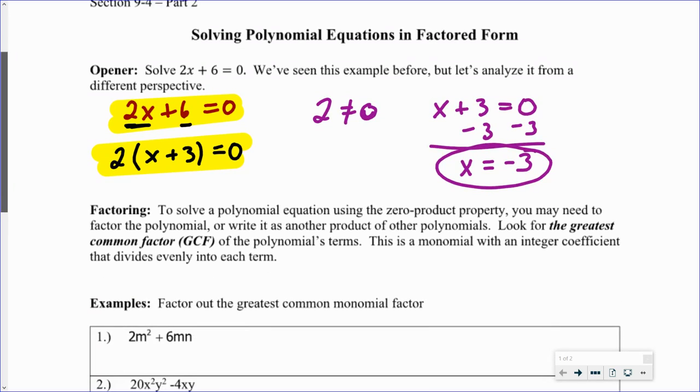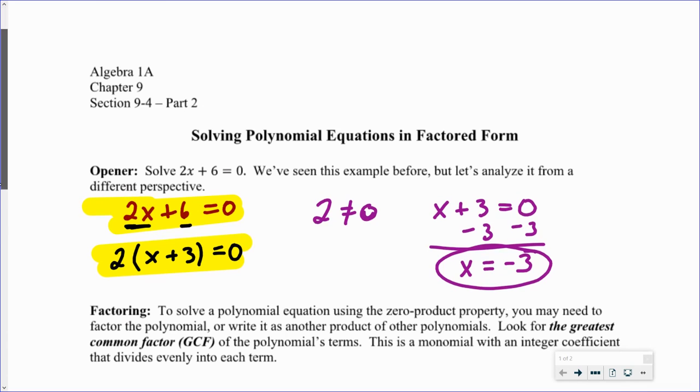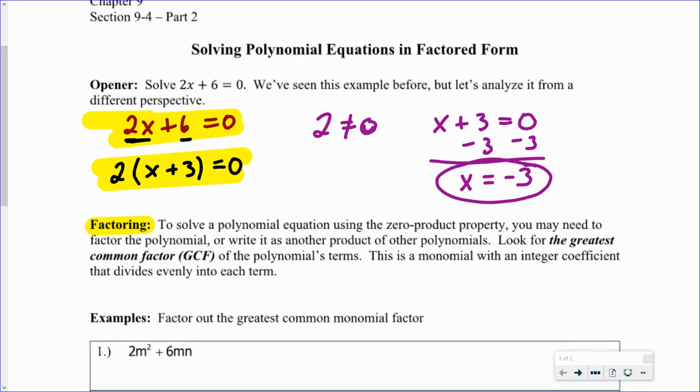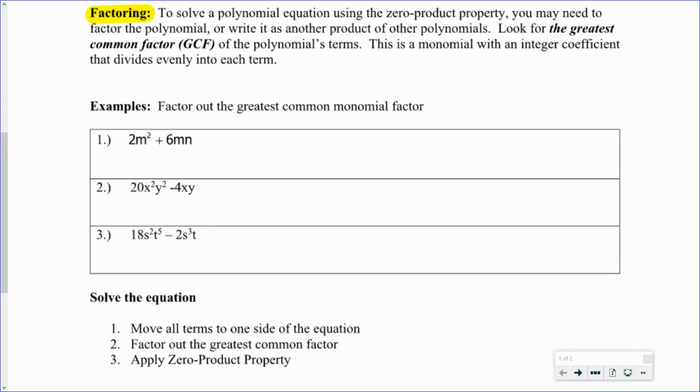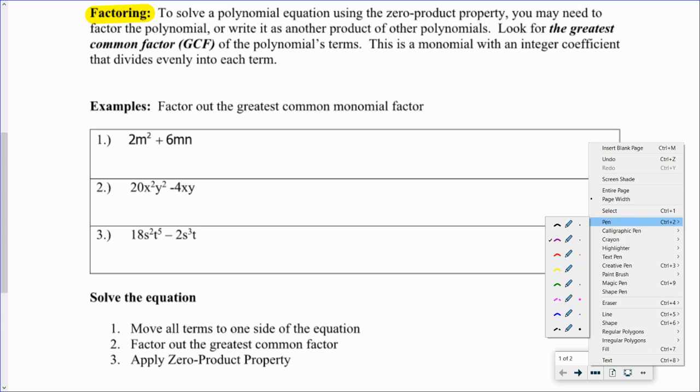I can let you read through this part that's right here, the factoring part. I can have you read through that later, but what I'm actually going to do is just jump straight into the examples.